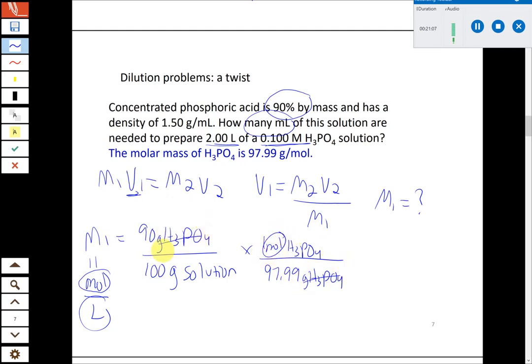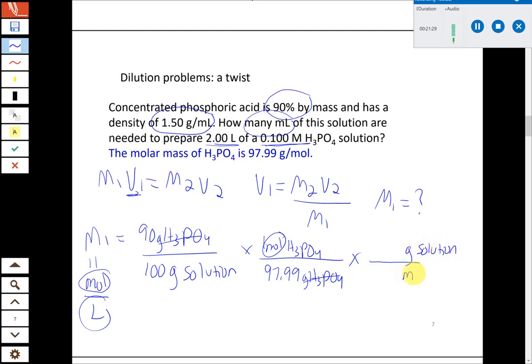So we're in moles. Now I just need to get the bottom, which is grams of solution, into liters. And for that, we're going to end up using the density. So the density is given as 1.5 grams per milliliter. So if we use the density of the solution, we can convert grams into milliliters. So how do we do that? We want grams to cancel out.